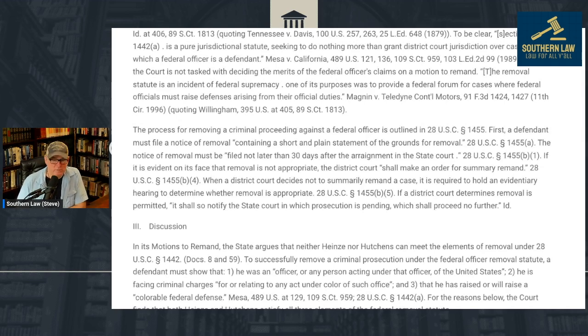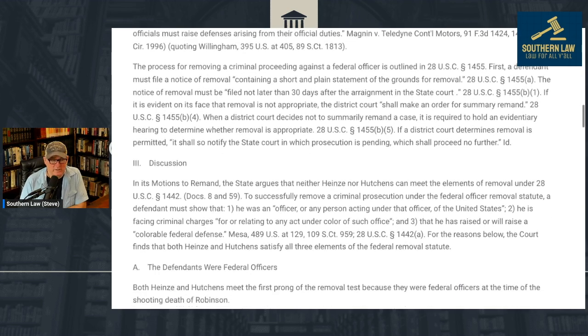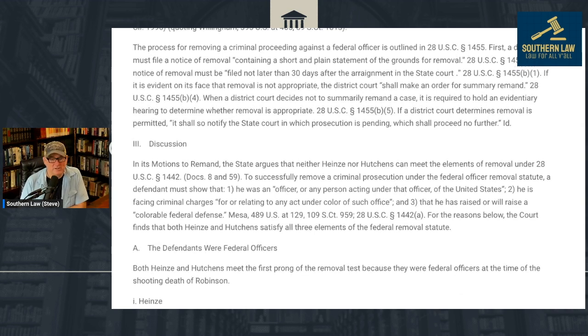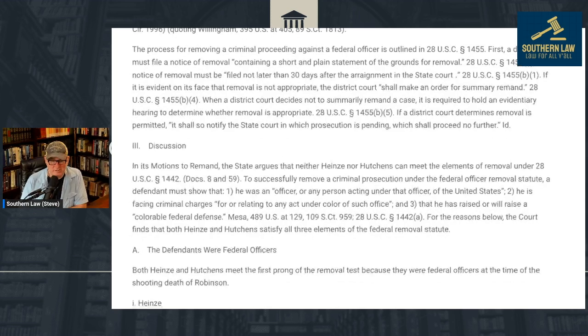One of its purposes was to provide a federal forum for cases where federal officials must raise defenses arising from their official duties. Now I know what you're going to say if you're anti-Trump, which is he wasn't in his official duty. All right, right, that's part of the test. And if you're for Trump, you're going, well, he's the president, he has an interest in election integrity. Those are the arguments, okay? But what we'll look at is the actual standard that the court would use to make the decision here.